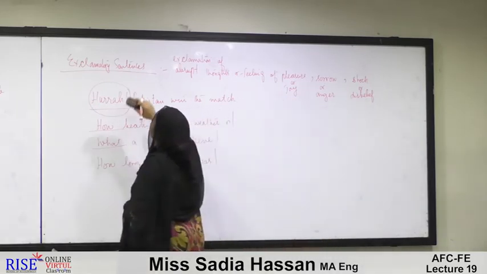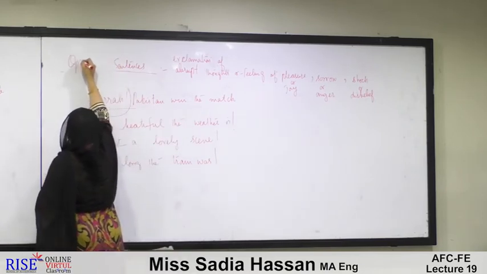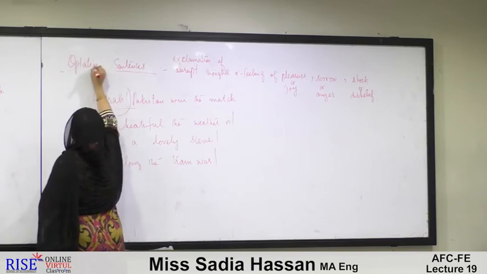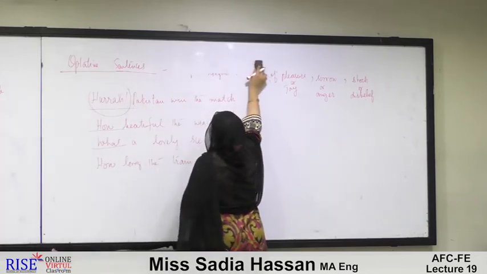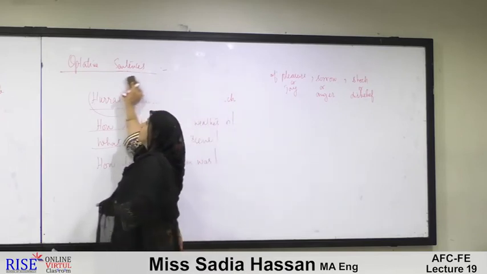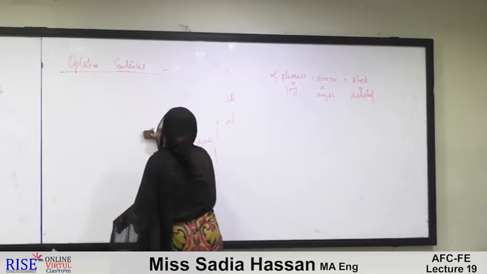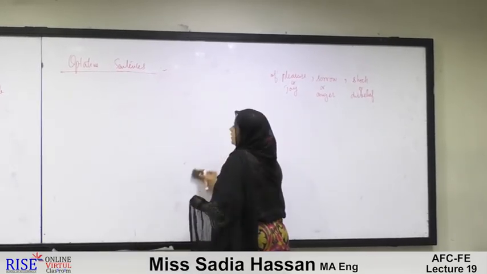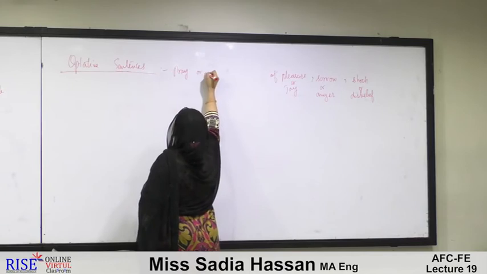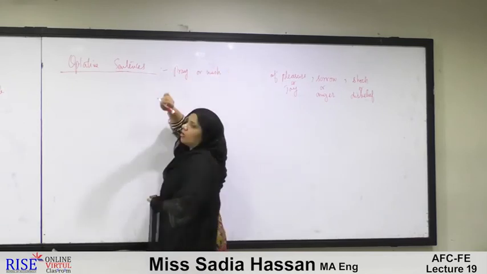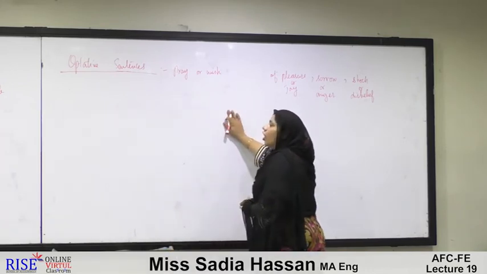Now we move on to optative sentences. What do we mean by optative sentences? Whenever the verb has the mood to pray or wish, it is called an optative sentence. A sentence which represents a prayer or wish is called optative. And the mood of the verb is also known as the optative mood of the verb. Okay, how are they constructed?